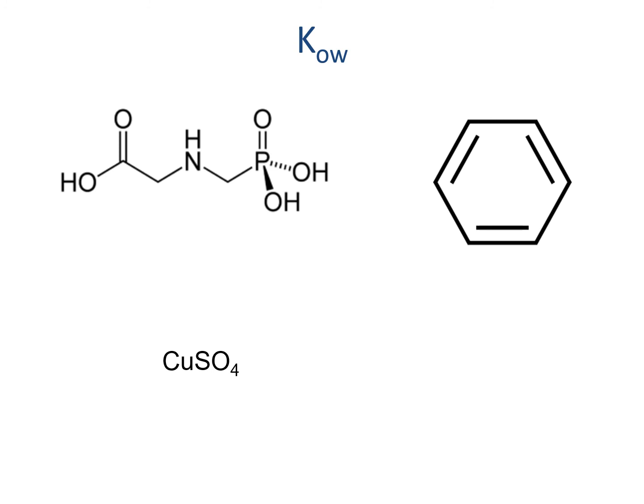So here we have three compounds. Benzene in the top right, which is nonpolar, glyphosate, the major component of Roundup, in the top left, which is polar, and copper sulfate, which is used in a lot of organic, in a farming sense, pesticides, which is ionic. The glyphosate moves quickly into the aqueous phase because of all the polar pieces, the OHs on the phosphate, the carboxylic acid, and the amine.